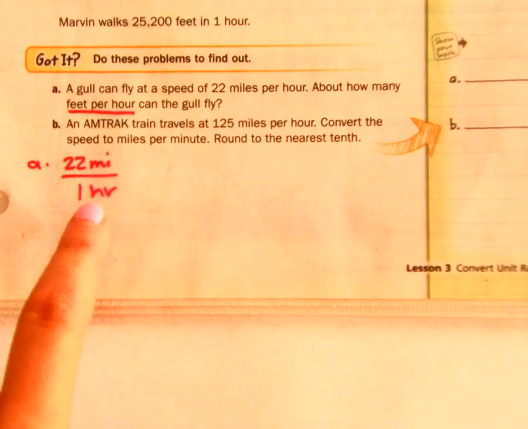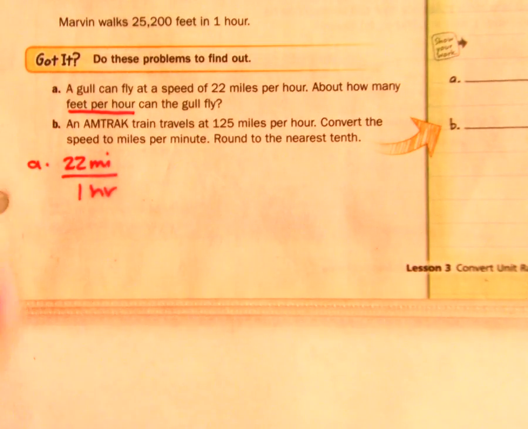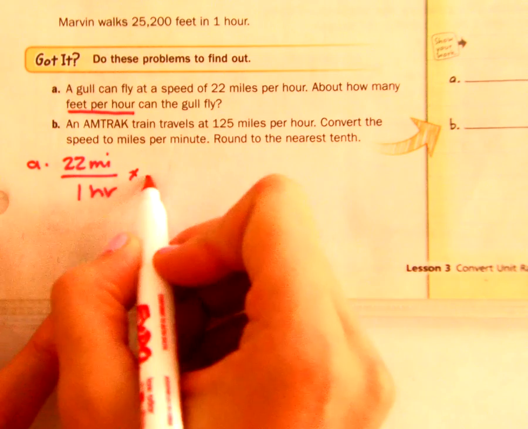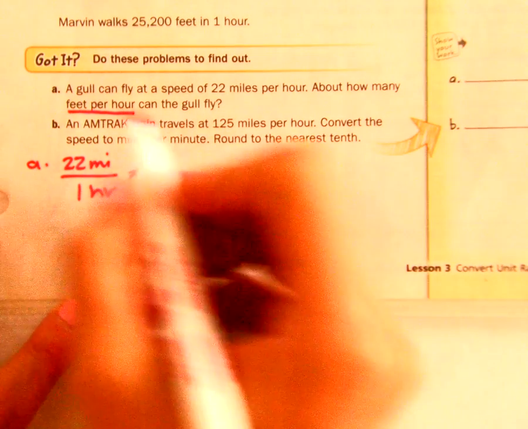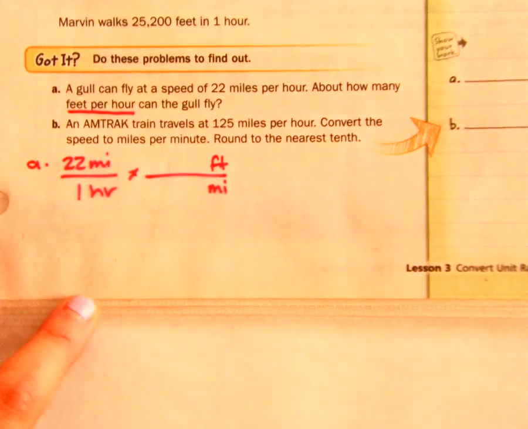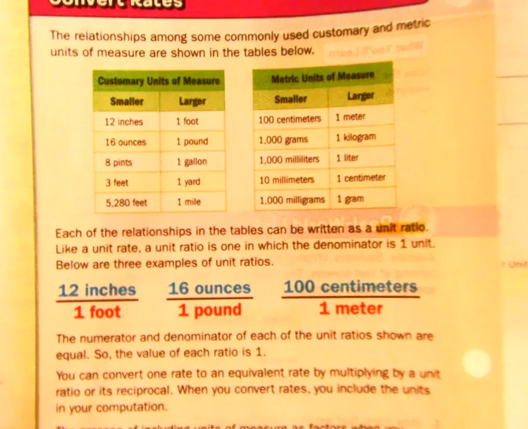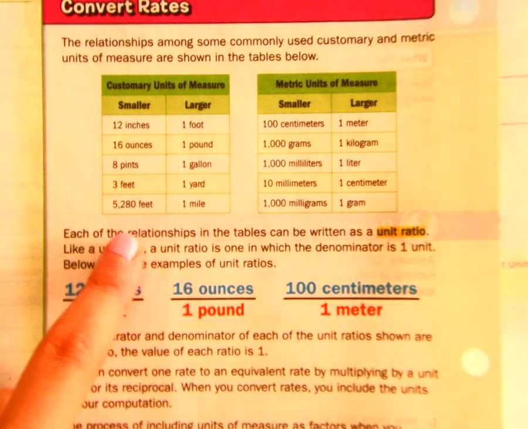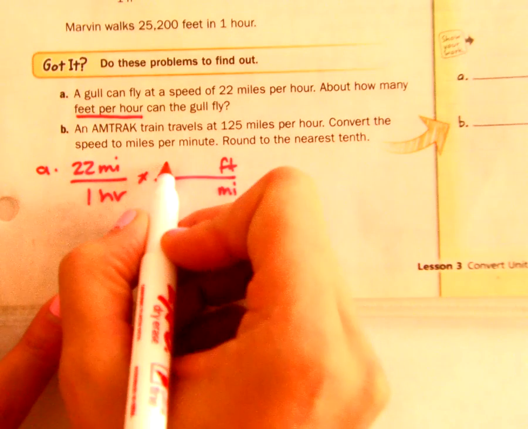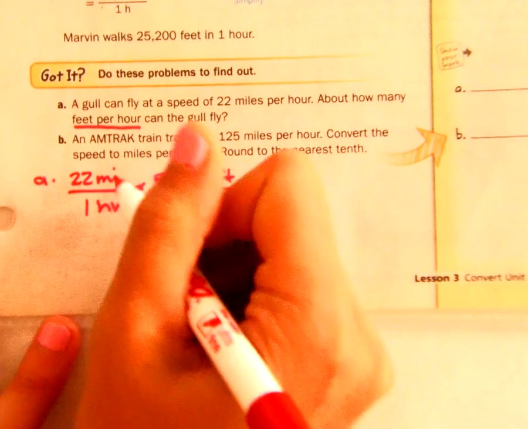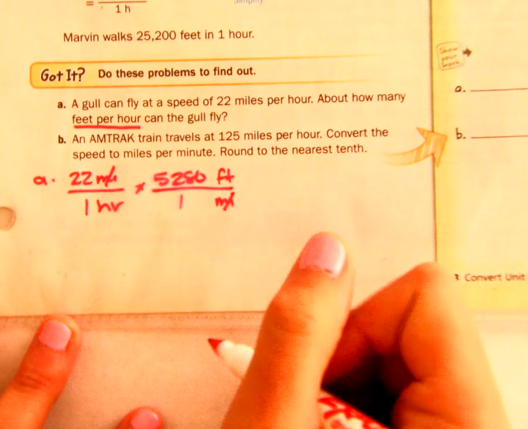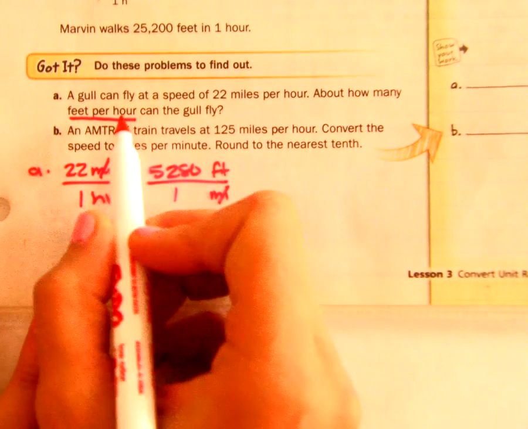So since I'm in miles, they asked me to be in feet, so I need to take that times another ratio. Since I have miles in the numerator, it needs to go in the denominator to cancel, and I'm converting to feet. So then we go back to our chart. We compare feet to miles. Well, it tells us there's 5,280 feet in 1 mile. So I put 5,280 next to my feet label and 1 next to my miles label. So miles cancel. Then I'm in hours. They want us to stay in hours, so we can go ahead and multiply.